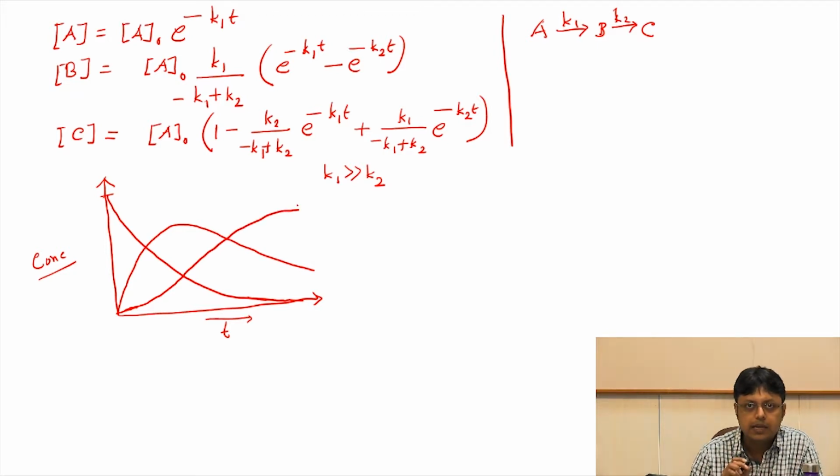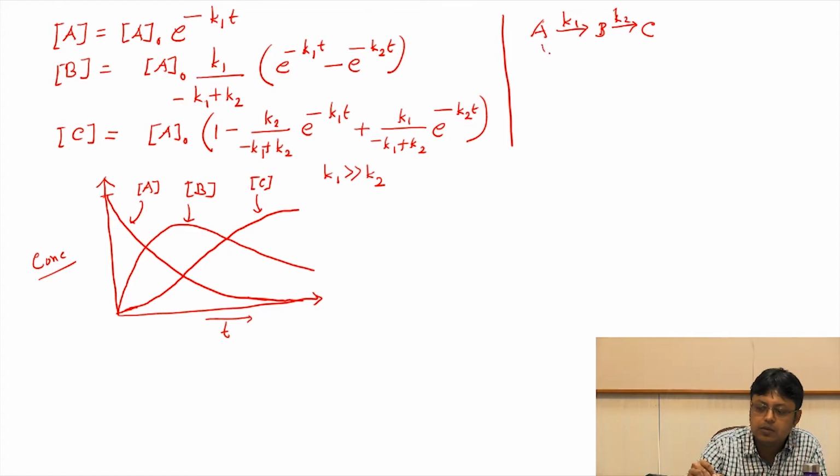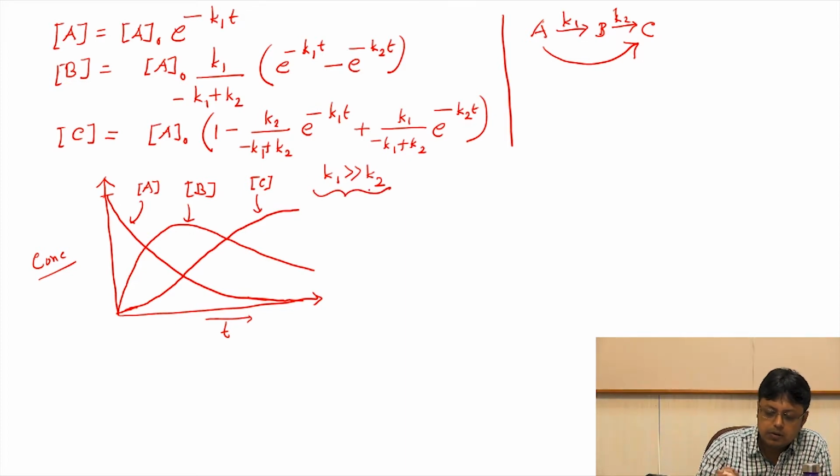Now let us try to explain why the curves are like that. This is the curve for A, this is the curve for B, the intermediate. Now B is called an intermediate, and this is the curve for C. So it is as if A is going into C via B, where B is the intermediate. This is only for the condition that K1 is much larger than K2. We'll see the other condition in a minute.